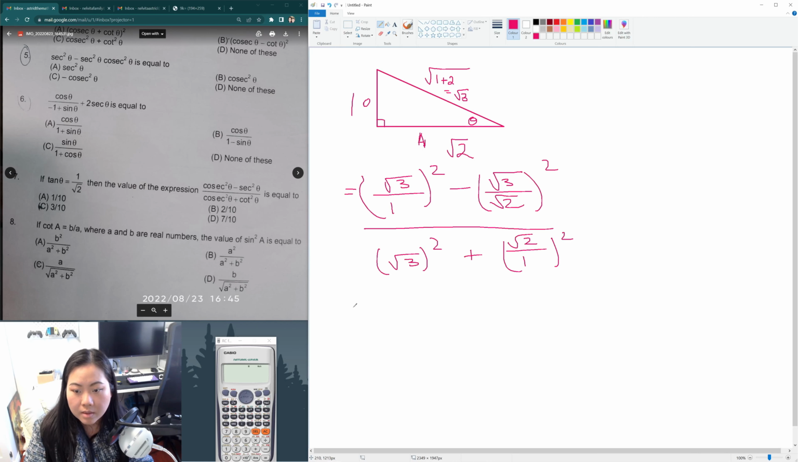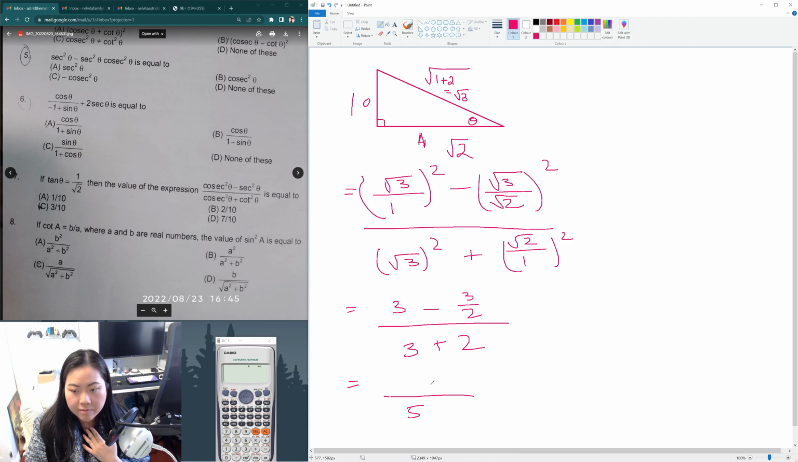Now we just have to figure that out. So this is just root 3, root 3 squared is 3, minus, this will just be 3 over 2, all over root 3 squared is 3, plus root 2 squared is just 2. So that's going to be over 5. And that is going to be 6 on 2 minus 3 on 2. So it's just 3 on 2.